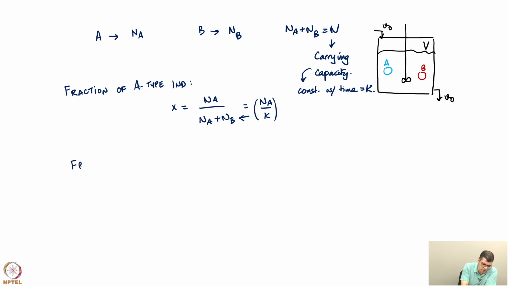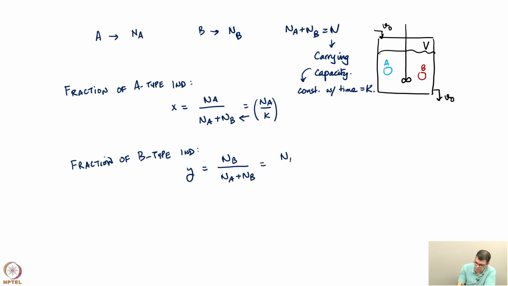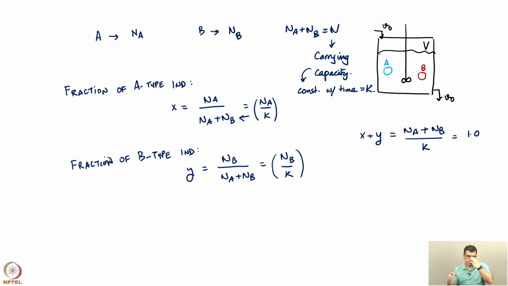Similarly, we have the fraction of B type individuals, and let us call it y, and that is just equal to NB divided by NA plus NB, which is equal to NB upon k. And what we should note here is that x plus y exactly sums up to 1. That is always going to hold, because there is no other third type of individual present in the population. A and B is all there is, and population size always remains at the carrying capacity. So, any increase in number of A is going to come at the cost of the same amount of decrease in number of B type individuals.